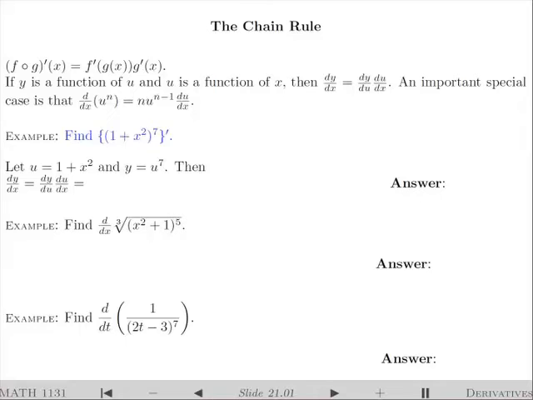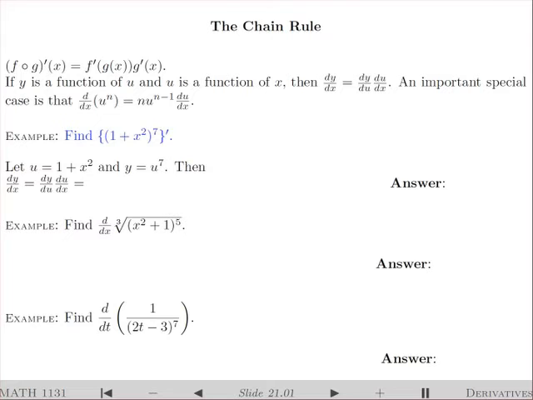Welcome. In this session, we are going to continue our look at general rules of differentiation. We are looking at the chain rule. This tells us how to differentiate a composition of two functions. Stated in function notation, it says that the derivative of f composed g at x is f prime of g of x times g prime of x.